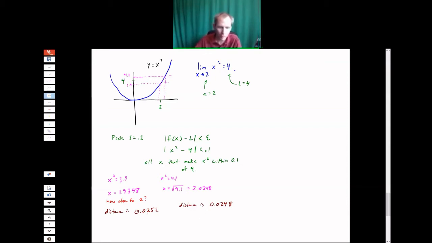Okay? So if I pick my delta to be 0.0252, then on the left side, all of those x values will be fine. But on the right side, I'll have some that are too far away from 2, so that x squared is too high. It'll be above 4.1. Okay, so our delta has to be the smaller of these two so that it works on both sides.